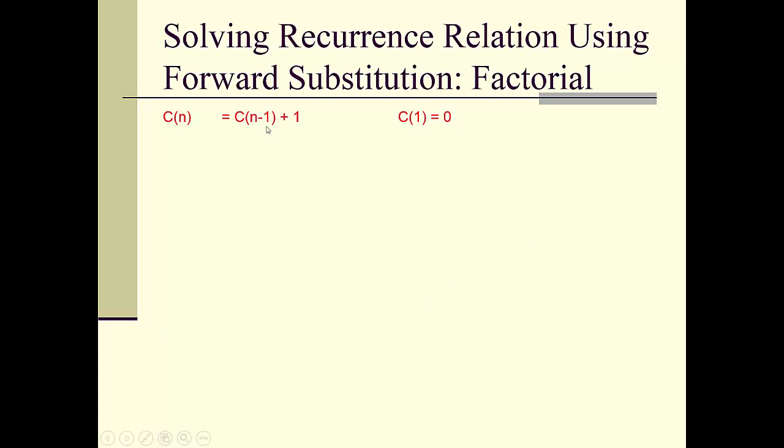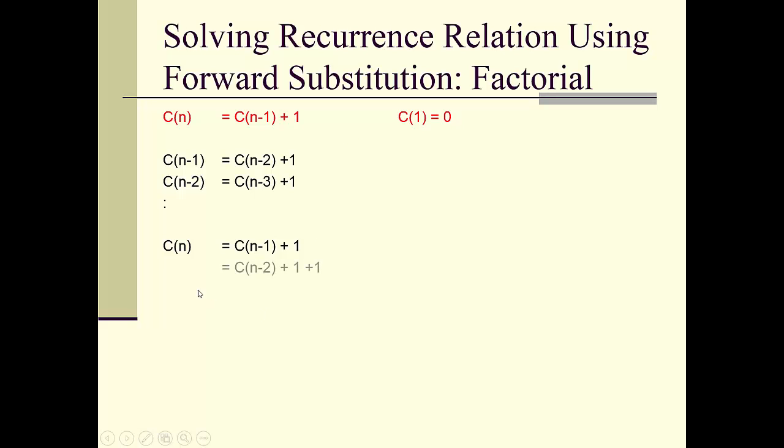If we are using forward substitutions, the idea is to take C of n, we have C of n is equal to C of n minus 1 plus 1. You compute what's C of n minus 1 using the original formula. You'll find that C of n minus 1 is equal to C of n minus 2 plus 1. C of n minus 2, again using the original formula, is C of n minus 3 plus 1. You keep doing that until you reach C of 1, which is already defined as equal to 0.